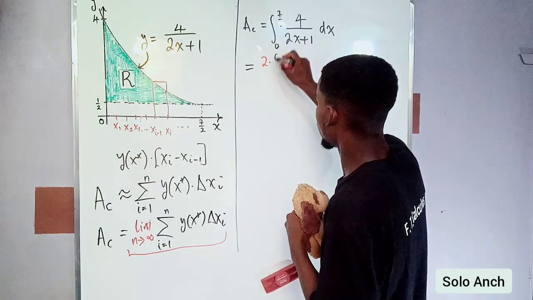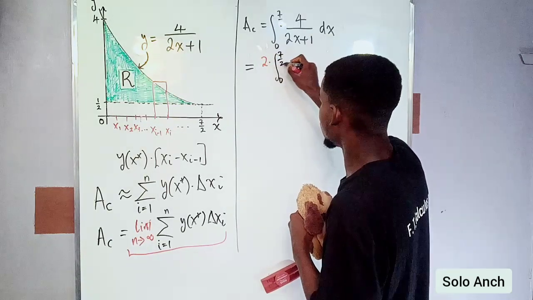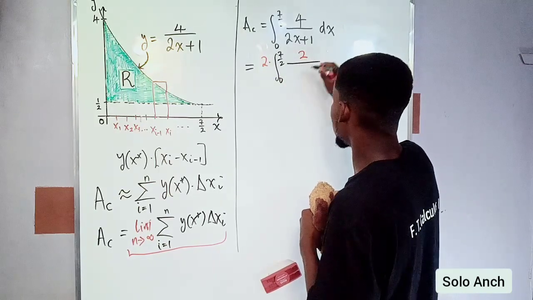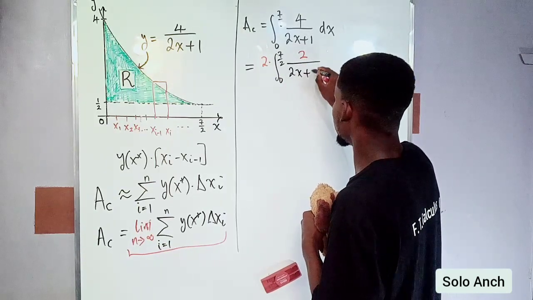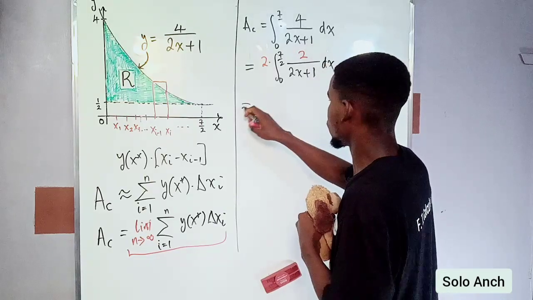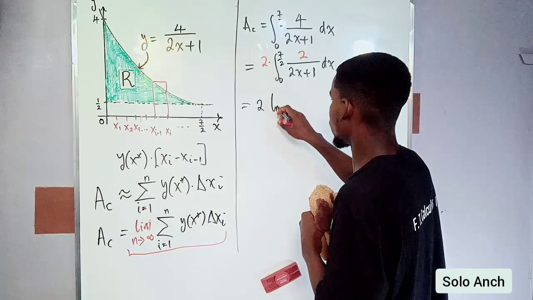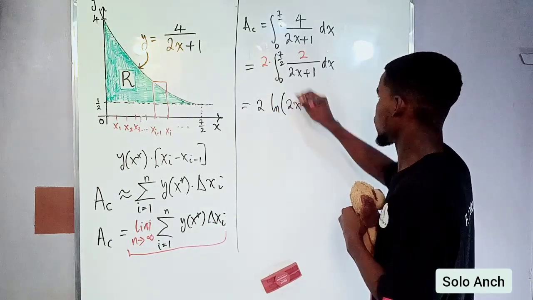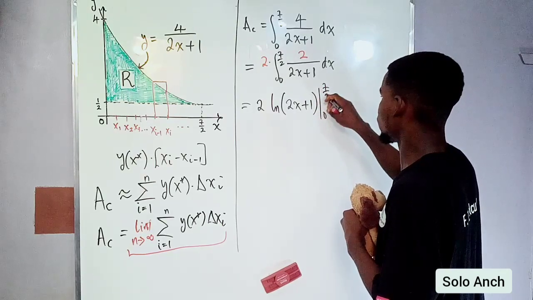So I'm going to write the 4 as 2 times 2 in this form. The 2 is here and another 2 is outside, such that when we differentiate this denominator, we'll get the 2 at the top, which will just have the natural logarithm of the denominator. So this is going to be 2 times the natural logarithm of the denominator, which is 2x plus 1. And then we have to take this from 0 up to 7 over 2.